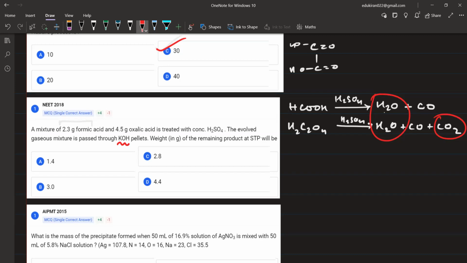Balance the chemical reaction. देखिए balance है या नहीं है. I think the first one is balanced, है ना? 2 हाइड्रोजन 1 ऑक्सीजन 1 कार्बन, है ना? यहाँ पे 2 हाइड्रोजन कार्बन 2 कार्बन और ऑक्सीजन 4 ऑक्सीजन. हाँ, both of these things are balanced.